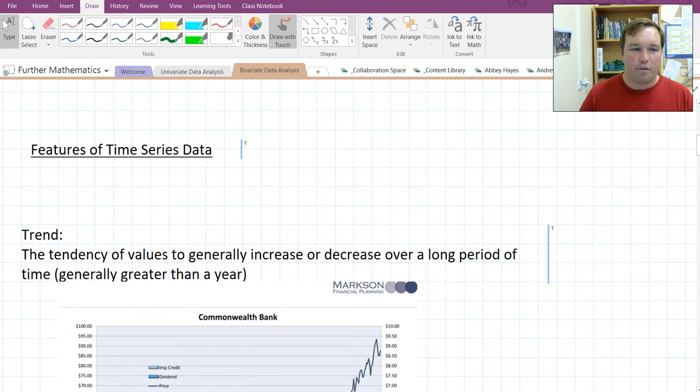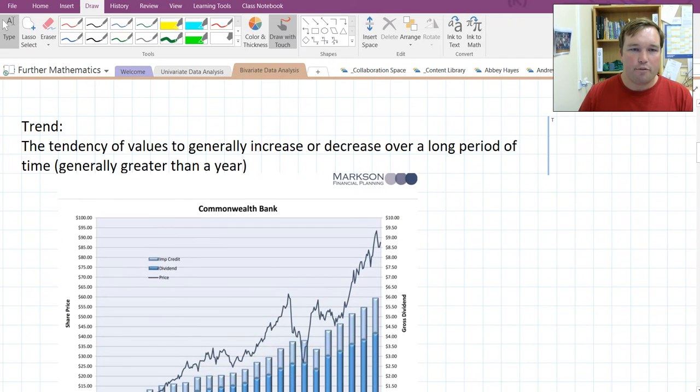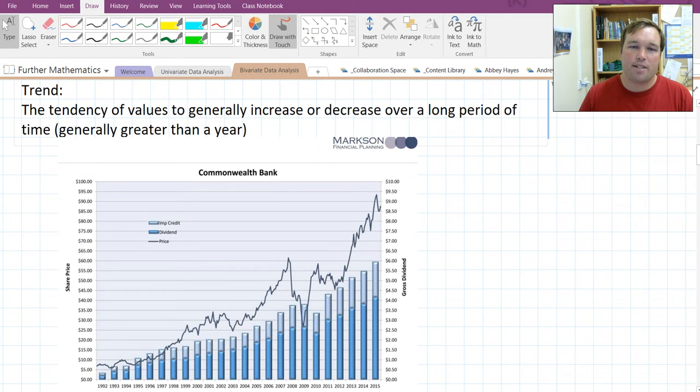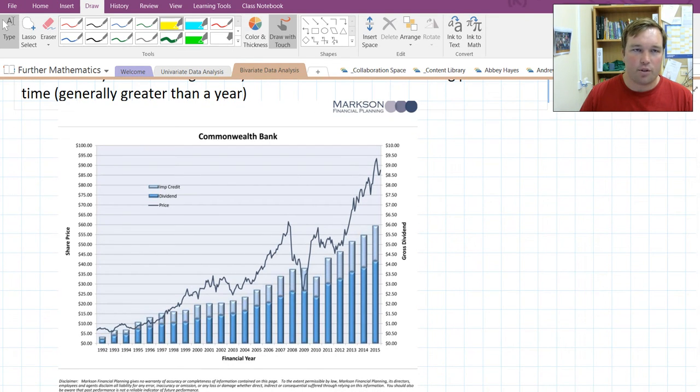Now, features of time series data. There is some specific terminology you need to know here. Firstly, a trend. A trend is the tendency of values to either increase or decrease over a long period of time, generally greater than a year. So if you look at Commbank's share price, if you bought it at $6, you would be quite happy now, because now it is worth 85, which is pretty impressive. It has gone up over time, and there is a generally increasing trend.